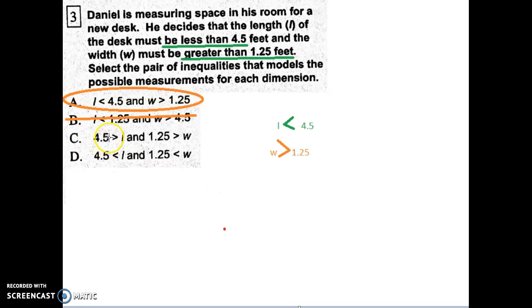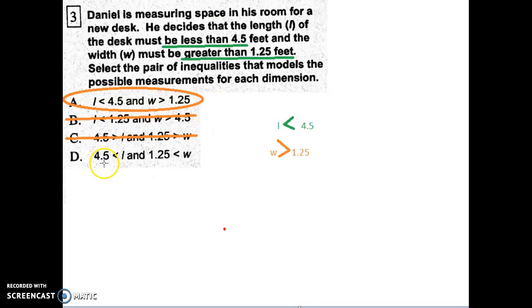Next is 4.5 is greater than L. Hey, that's what I have. 4.5 is greater than L, even though it's written out the opposite way. And 1.25 is greater than W. 1.25, oh, I have less than W. So this is wrong, right? Because this is less than, the little arrow's pointing, or the mouth is eating the 1.25. On mine, it's eating the W. So this is off.